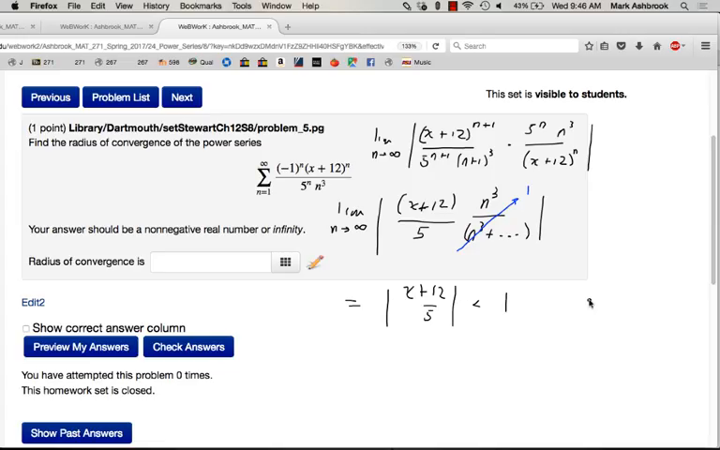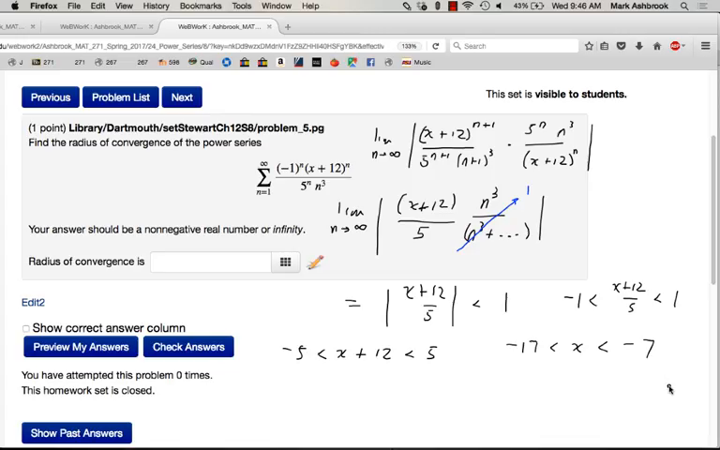So what does this imply? This implies that negative 1 is less than (x plus 12) over 5, which is less than 1. So now we're just solving for x. That's like an equation, but we've got 3 sides, right? So we can multiply by 5. And then subtract 12 from all 3 sides, right? So minus 17 is less than x, which is less than minus 7.